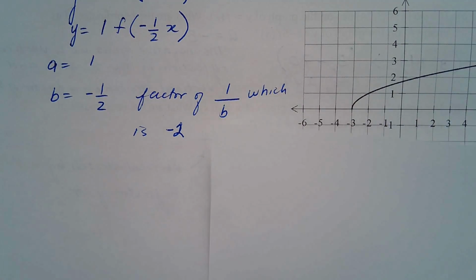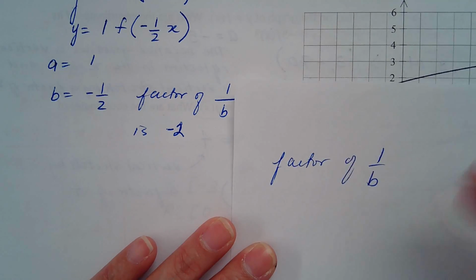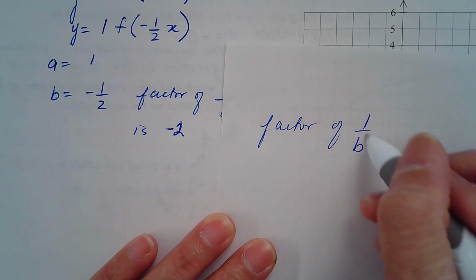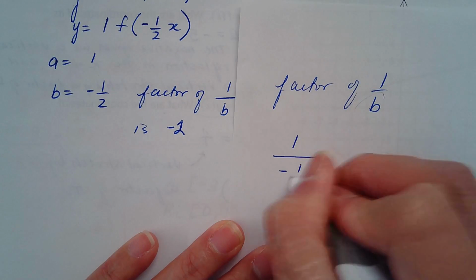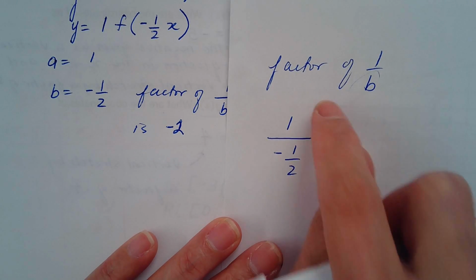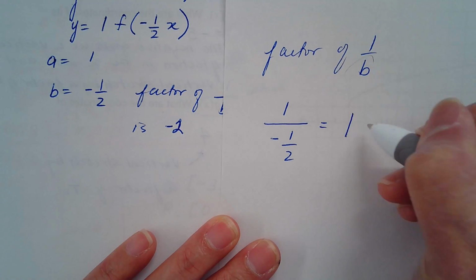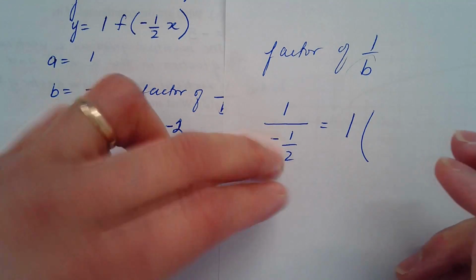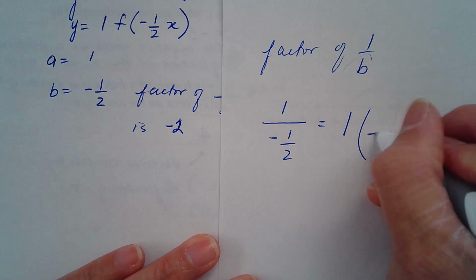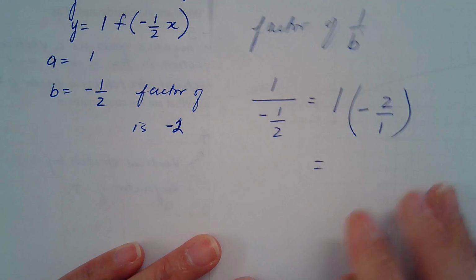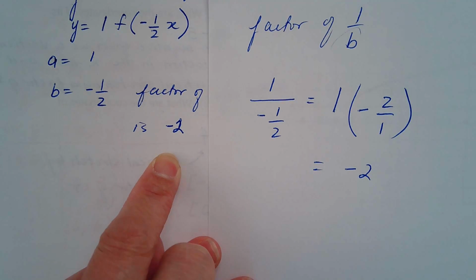Okay, what does that mean? Factor of 1 over B. So put the B in. So 1 over -1/2. What's 1 divided by -1/2? That's the same thing as 1 times the reciprocal. When you're dividing by a fraction, you're multiplying by its reciprocal, so -2 over 1. So it's going to be 1 times -2 over 1, which is -2.